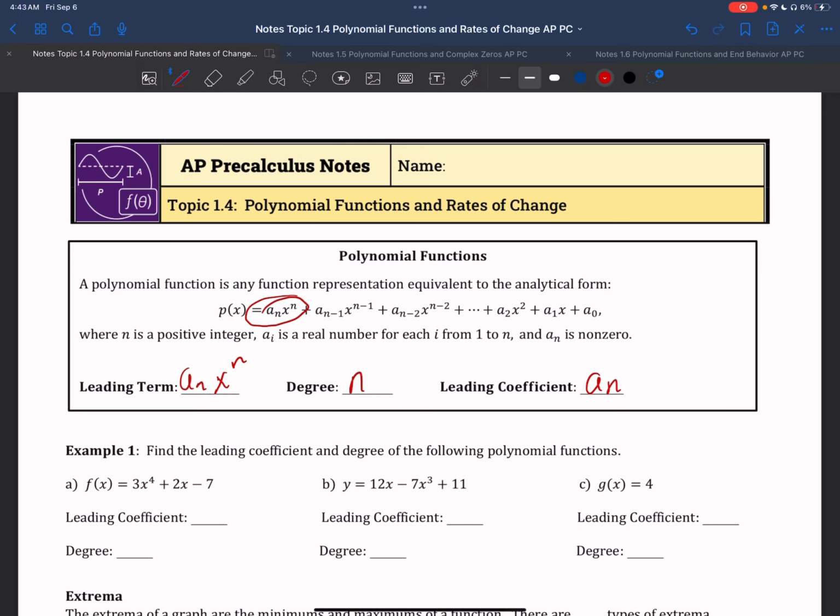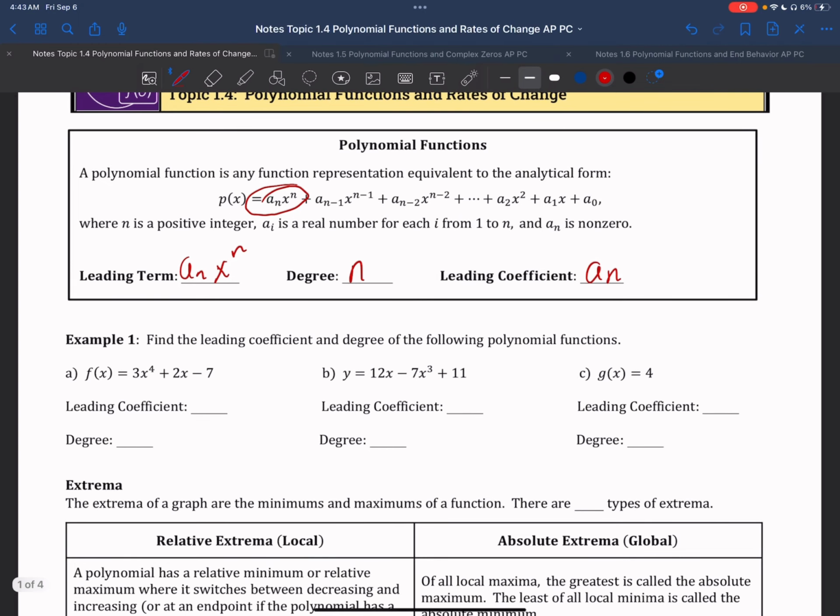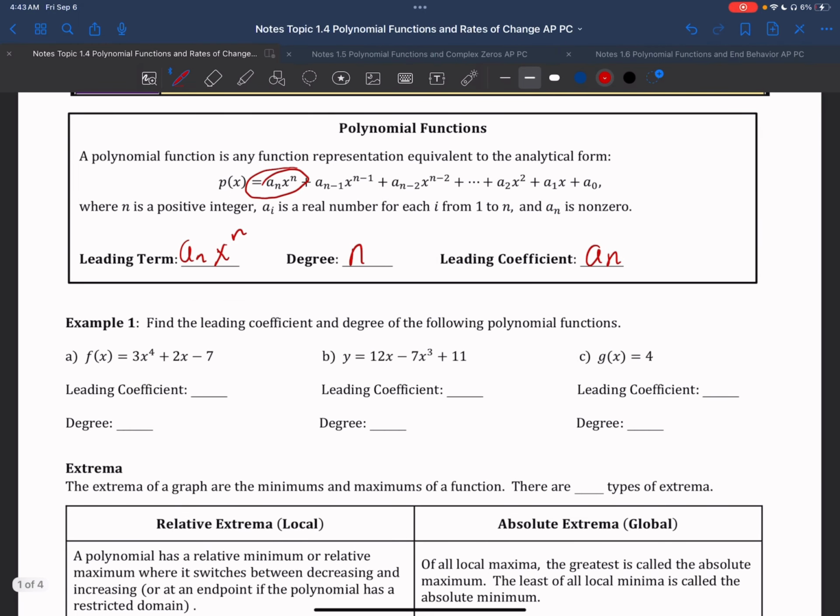Let's look at some examples and find the leading coefficient and the degree. The first thing I'm going to do is circle the leading term for example number 1a, where it says f of x equals 3x to the fourth plus 2x minus 7. So the leading term will be 3x to the fourth because 4 is my largest exponent, which will make 4 my degree, and then 3 will be my leading coefficient.